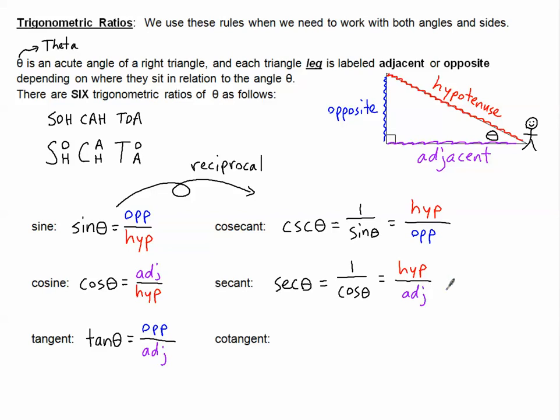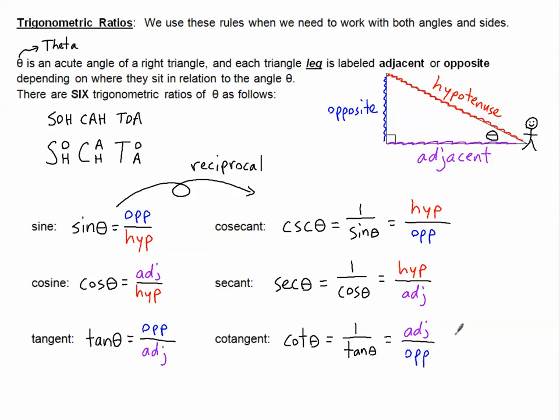Okay, one more to go. The reciprocal of tangent is the cotangent. Cotangent's symbol is COT. Cotangent of theta is equal to 1 divided by the tangent of theta, the reciprocal of tangent. So if tangent is opposite divided by adjacent, then the cotangent is adjacent divided by opposite.